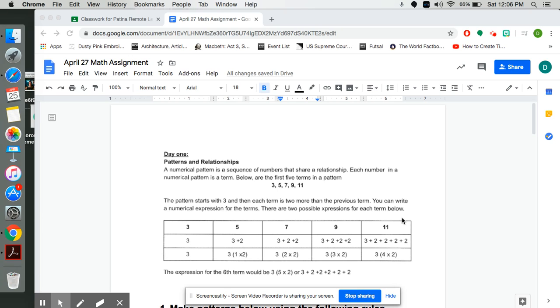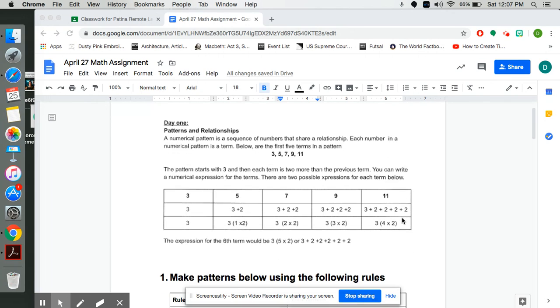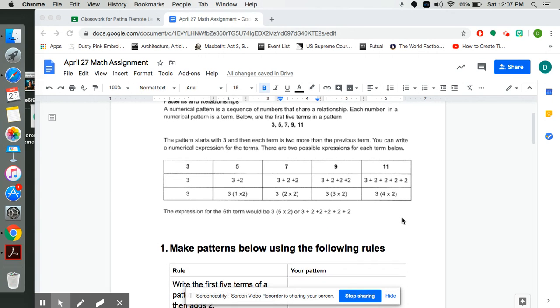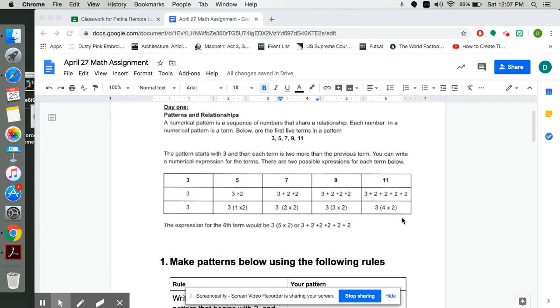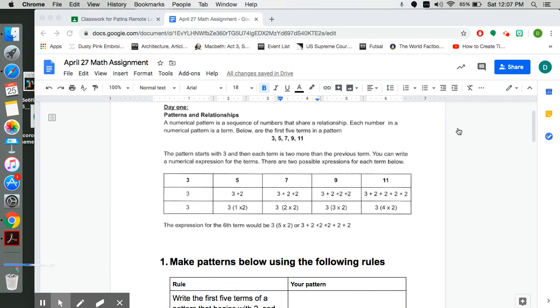All right, fifth grade, this is your April 27th math assignment. I am doing the online version, but for those of you that are doing a packet, it is almost the exact same. It just looks a little different because I copy and pasted it into a document.